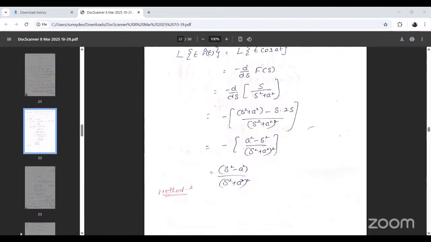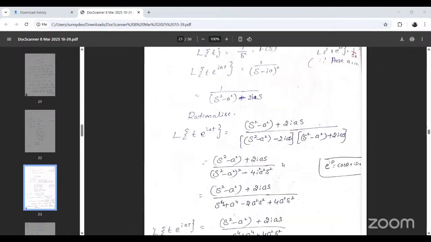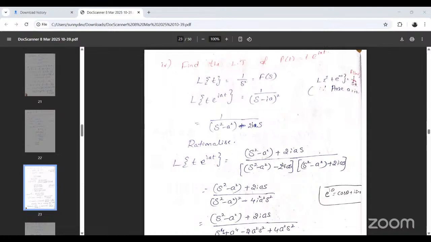Now we are using the u by v formula. What is the u by v formula? u dash v minus u into v dash, by v square. So we are doing that derivation with respect to s. That becomes s square plus a square minus s into 2s, by s square plus a square whole square. That becomes minus of a square minus s square by s square plus a square whole square. After simplification we get s square minus a square by s square plus a square whole square. So this is the Laplace transformation of t cos at. In the same way you can find the Laplace transformation of t e power of at.